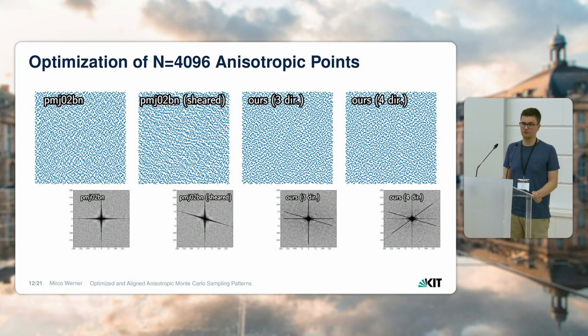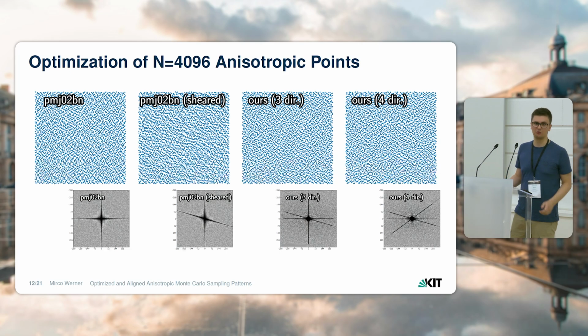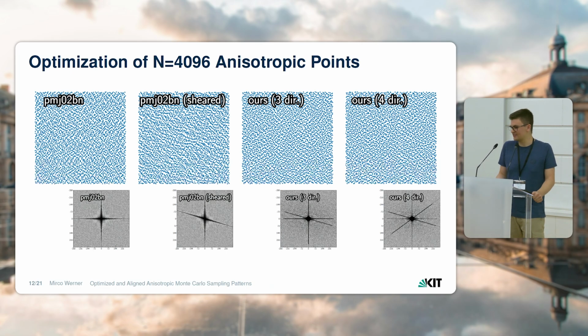Okay, so you now may wonder, how do our points look like? And we can see here that they do not look that different from existing point patterns. So we still have nicely and evenly distributed points with uniform density, so this is very good.